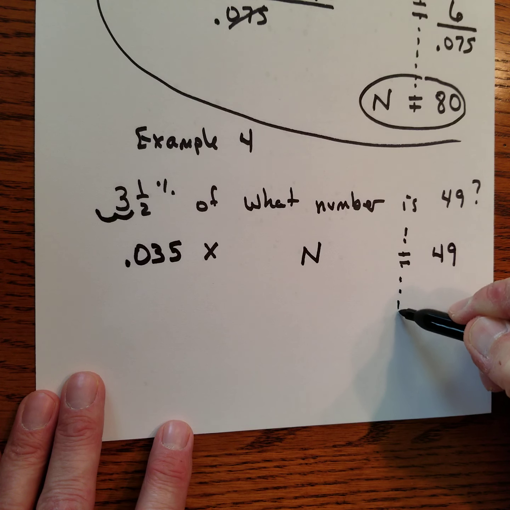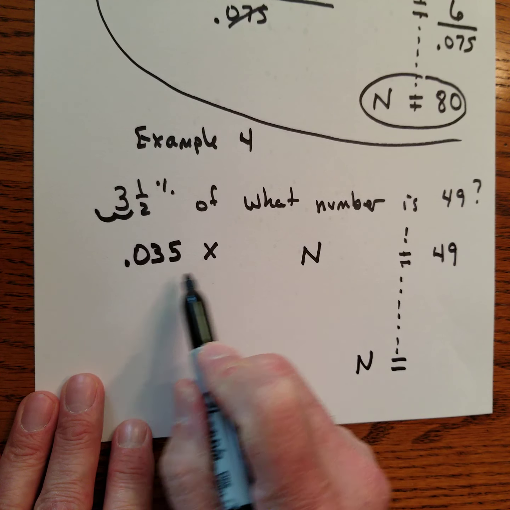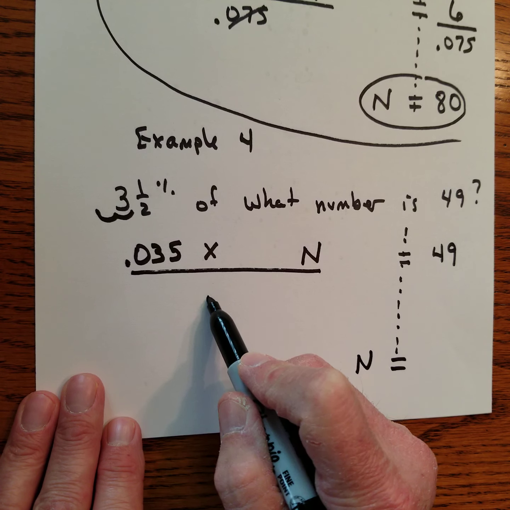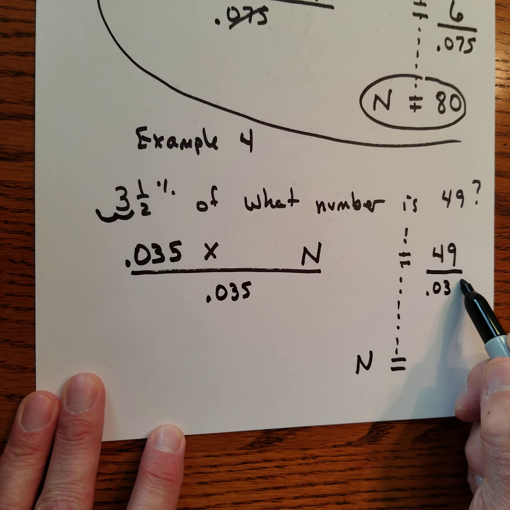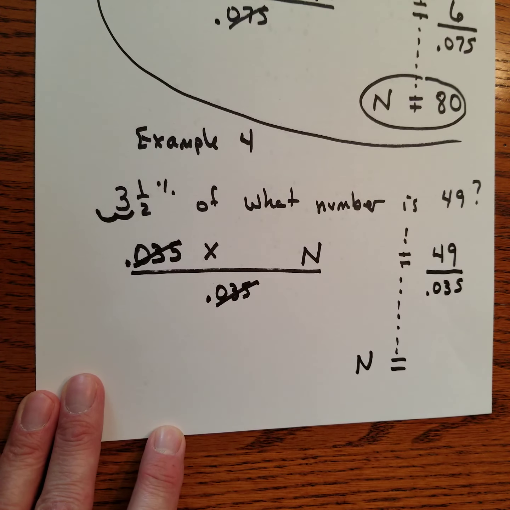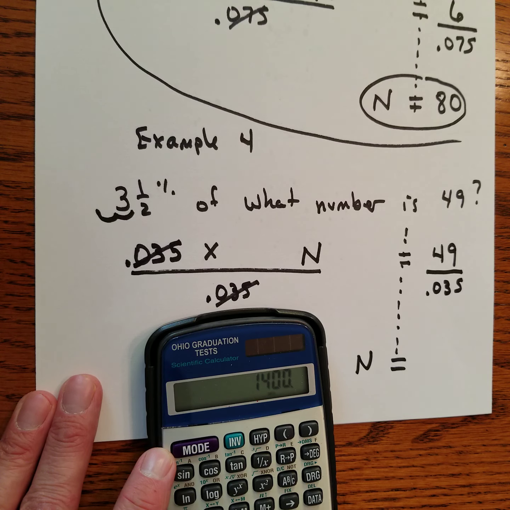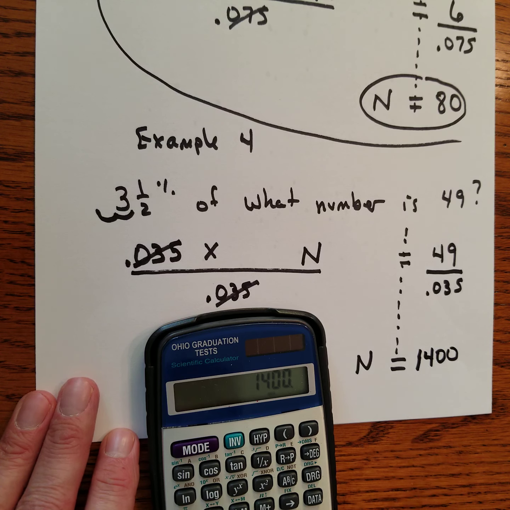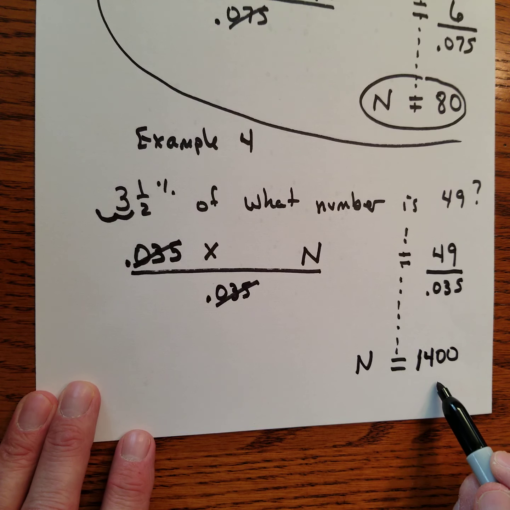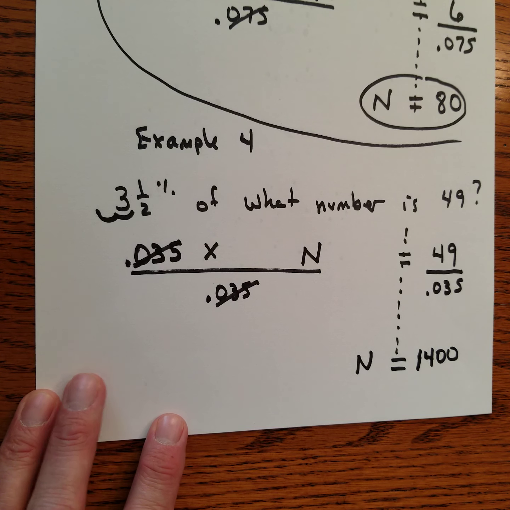Now solve that equation for n. The inverse of multiplication is division. Type in 49 and divide it by 0.035. And the item that we purchased must have cost $1,400 because we paid $49 in tax in a county that charged 3.5% sales tax.